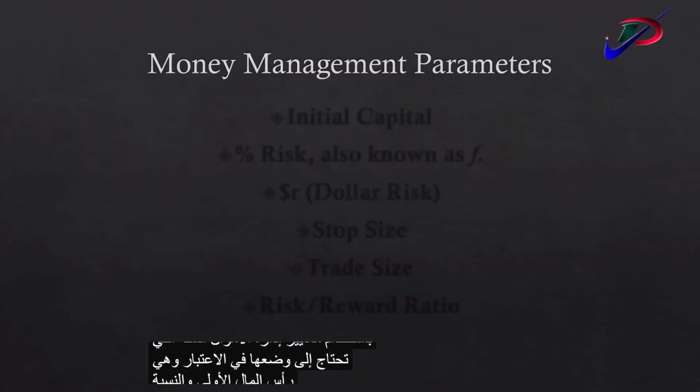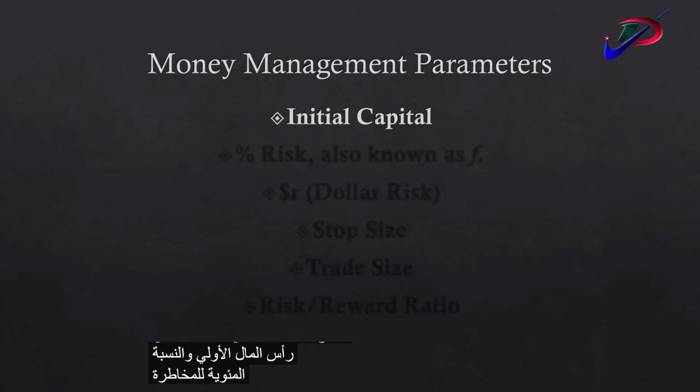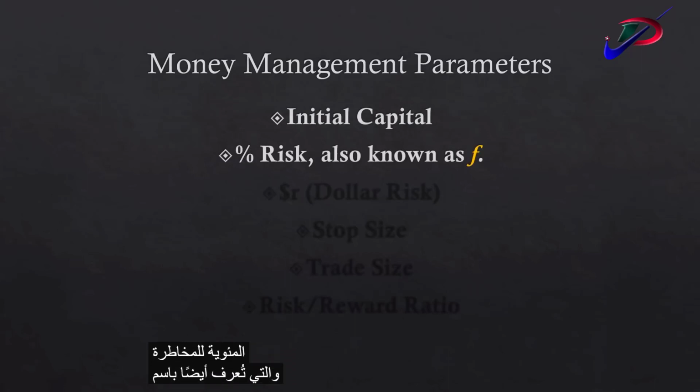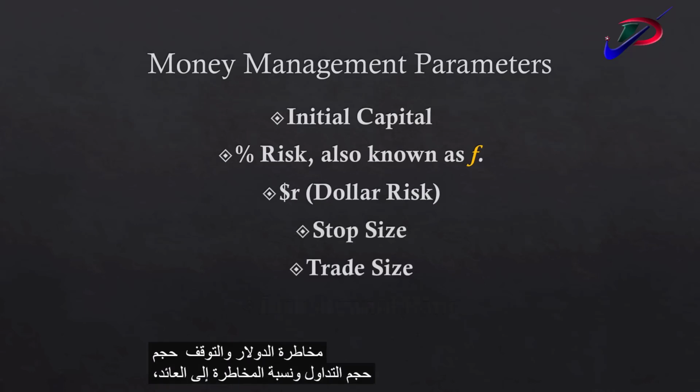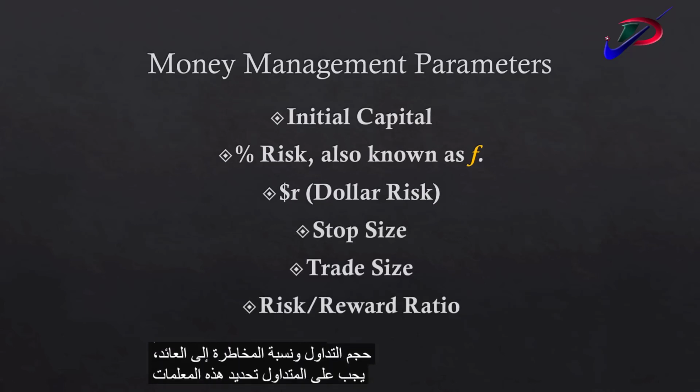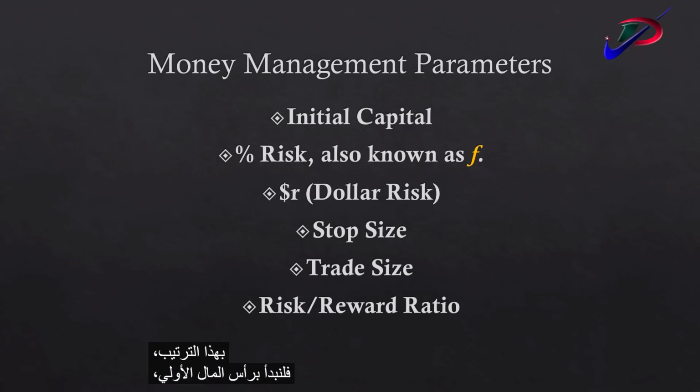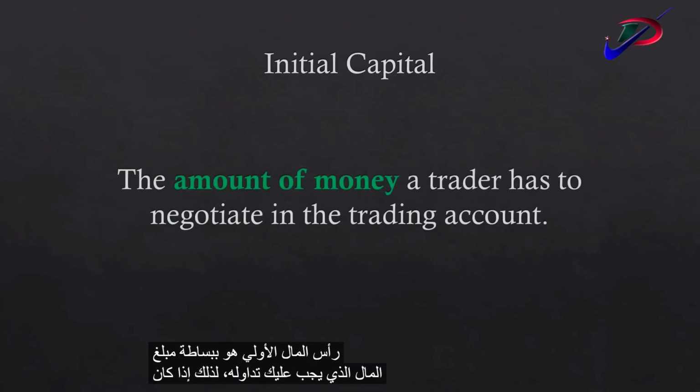They are the initial capital, the percentage risk, which is also known as the F, the dollar risk, the stop size, the trade size, and the risk-reward ratio. The trader must define these parameters in this order. Let's begin with the initial capital. Initial capital is simply the amount of money you have to trade.